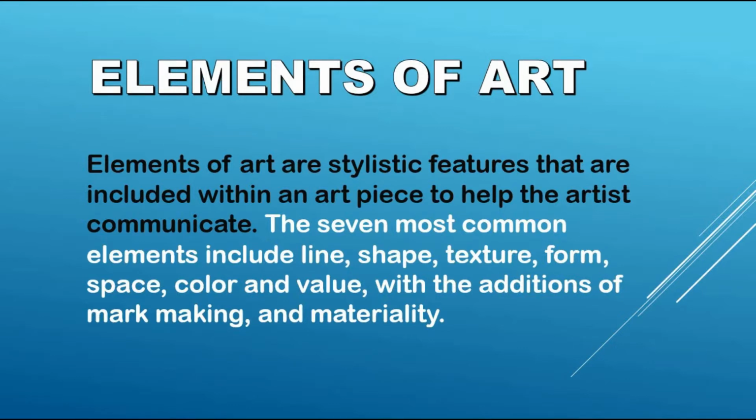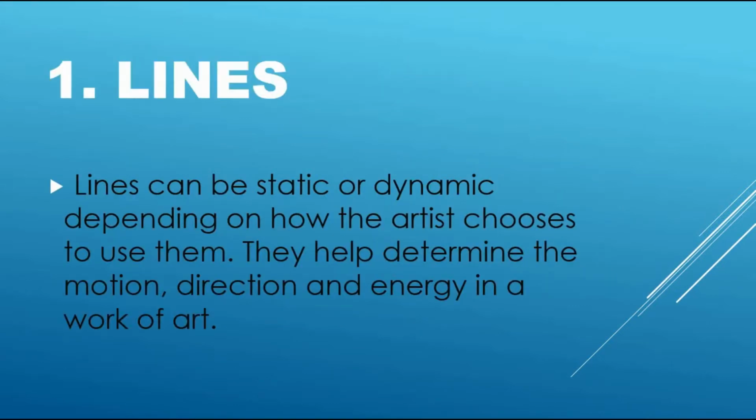The 7 most common elements include line, shape, texture, form, space, color, and value, with the additions of mark making and materiality. Number 1. Lines. Lines can be static or dynamic depending on how the artist chooses to use them. They help determine the motion, direction, and energy in a work of art.